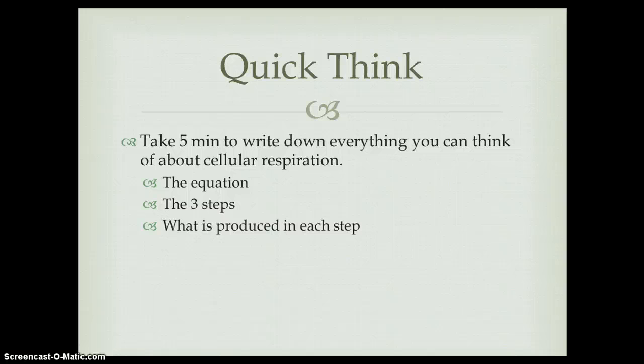I would suggest doing this: just take 5 minutes, pause this, and write down everything you can think about cellular respiration. So the three things you'll definitely need to know are the equation of cellular respiration, the three steps, what is produced in each step, and even where those steps take place. So we'll go through those real quick.